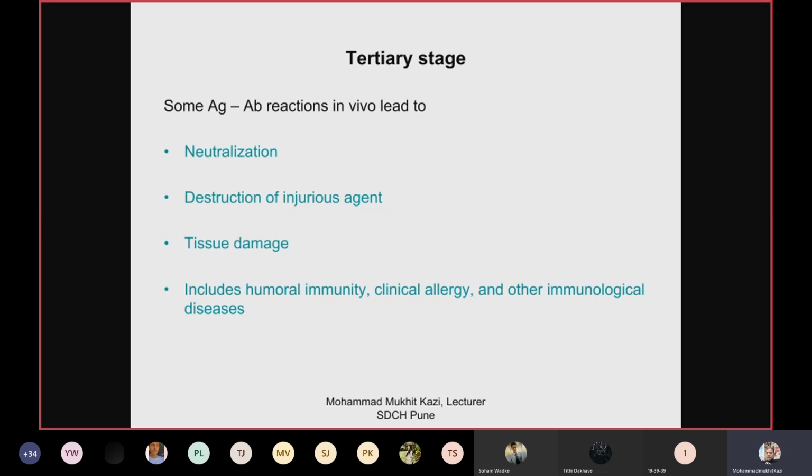In the tertiary stage, some antigen antibody reactions in vivo lead to neutralization, destruction of injurious agent, or tissue damage, which is harmful to the host. Probably you might have heard of the cytokine storm in COVID-19. It could be the overwhelmed reaction by the immune response, which leads to tissue damage. It includes humoral immunity, clinical allergy, and other immunological diseases.